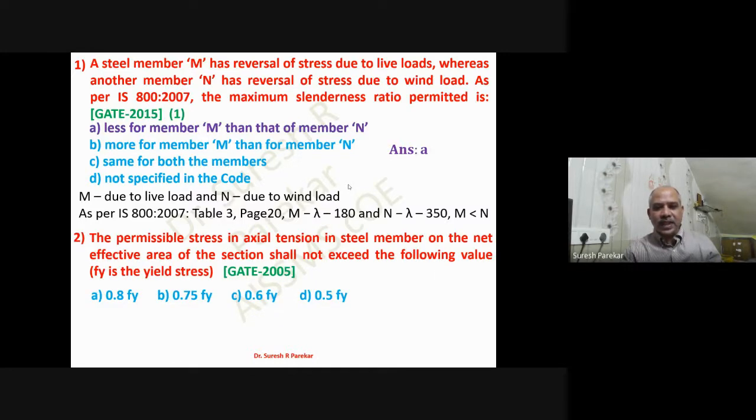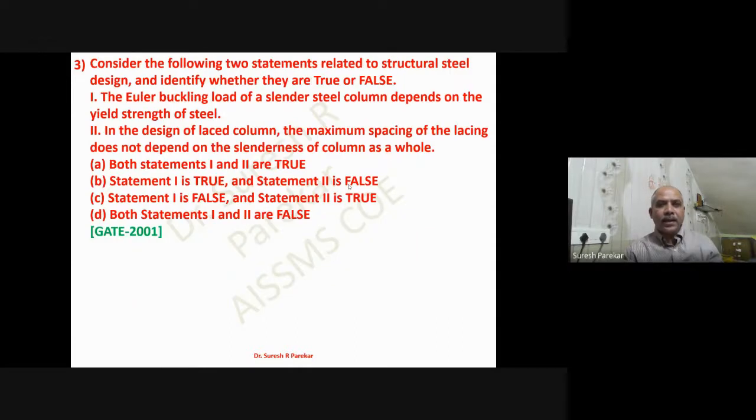Then the permissible stress in axial tension in steel member on the net effective area of the section shall not exceed the following. So we have 0.6 Fy. Consider the following statement. So I will not read all the statements. So first we have related with load, and second we have that is related with lacing of column. So second, that is spacing of lacing does not depend on the slenderness of column as a whole. And we have that statement 1 is true, but statement 2 is false.